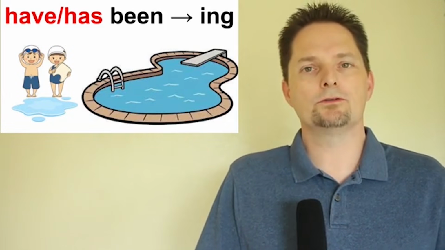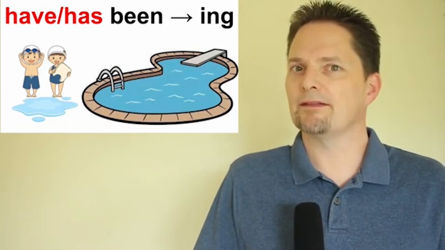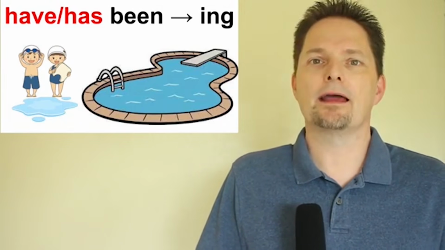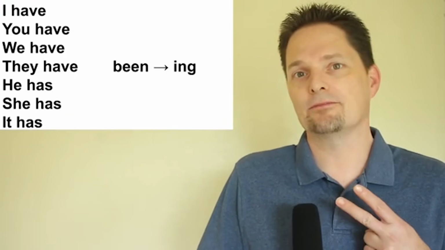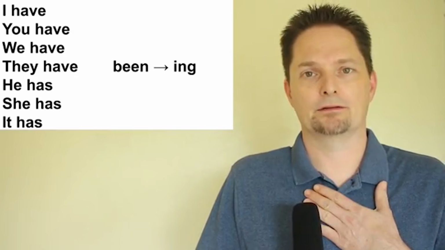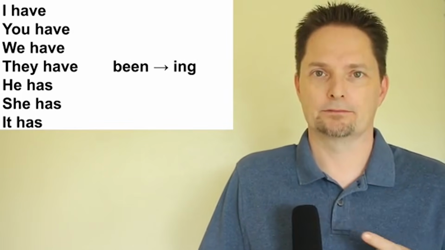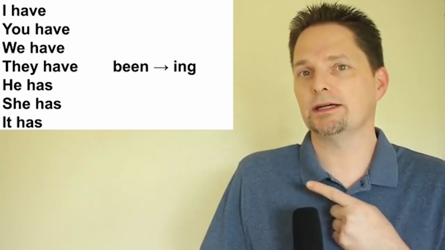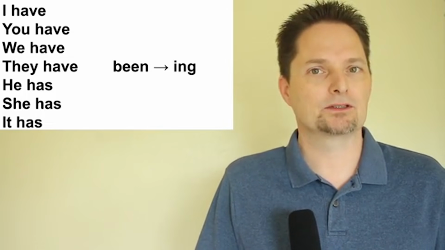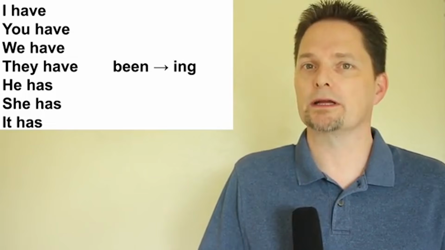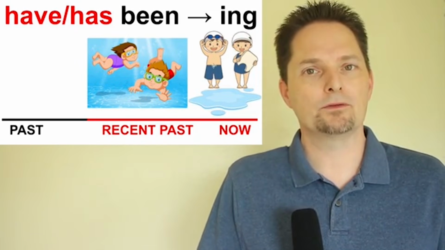Example, the 2 children are wet. Why are they wet? What have they been doing? They have been swimming. So have. They have been swimming. I have been swimming. You have been swimming. And we have been swimming. But the girl, she has been swimming. And the boy has been swimming. Use has for he, she, or it.